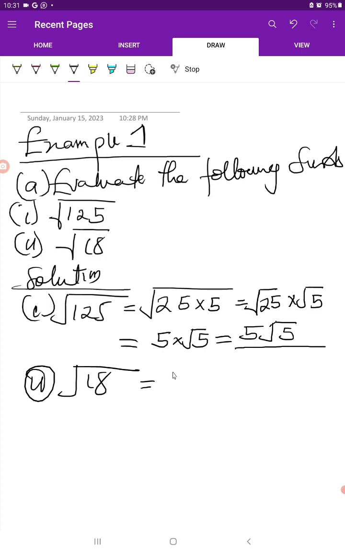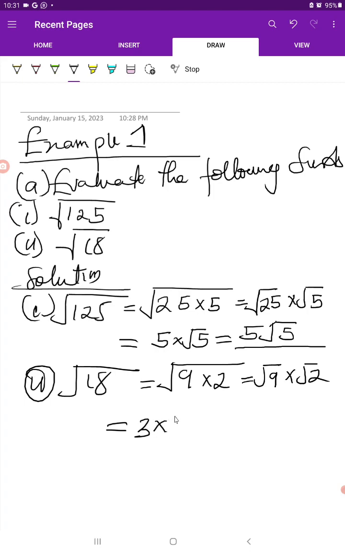In the Roman figure 2 question, which is root 18, by the time you find the factors of 18, it will be root 9 times 2, which is root 9 times root 2. We are still obeying the third law, which will give us 3 times root 2, which is also 3 root 2. We continue the example. We have evaluated this. We still have another example, example 2.